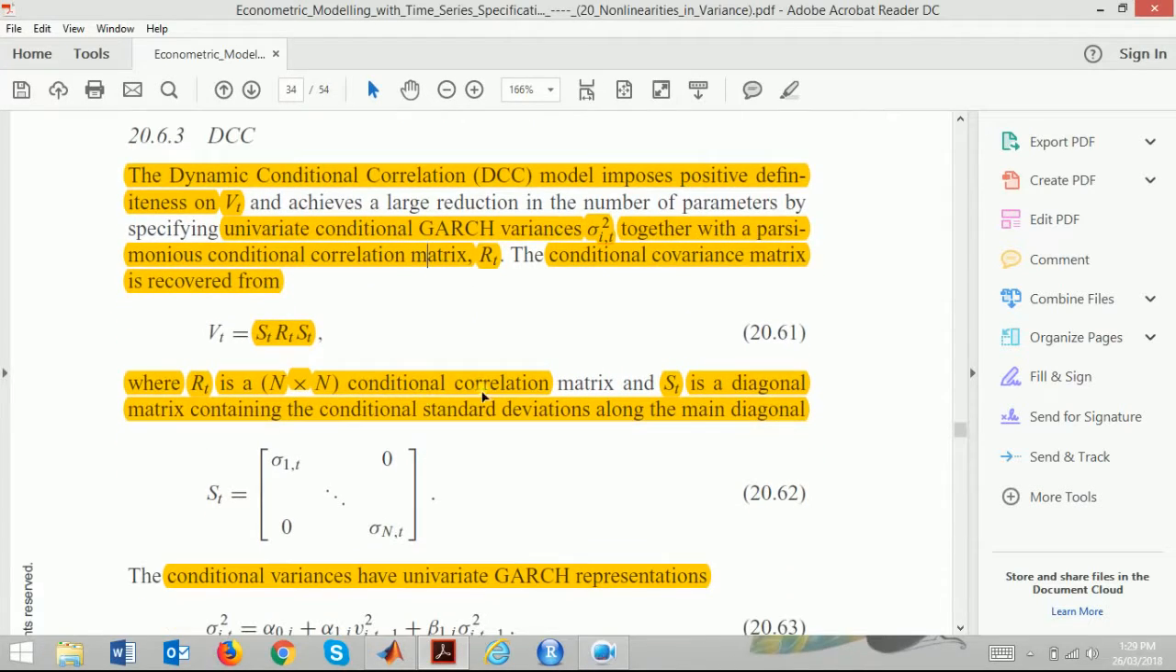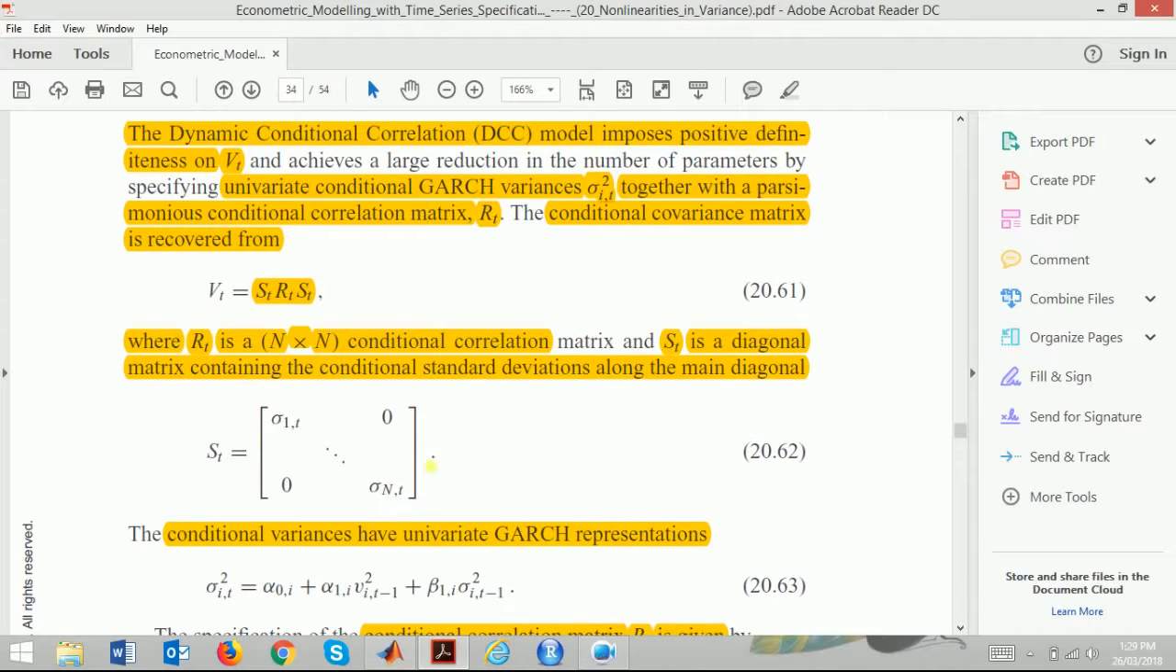So we have S R S. Remember S? Now we are going to talk about S. This is going to be fun. R is an n by n conditional correlation matrix. S is a diagonal matrix containing the conditional standard deviations. So when the conditional variances are located, we just take the square root of the conditional variances.